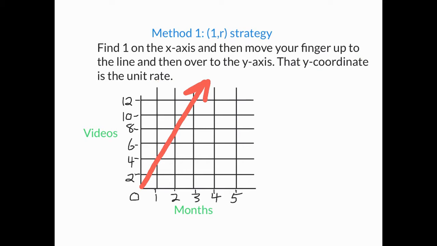So let's do that here. We're going to find 1 on the x-axis. Remember, the horizontal axis is the x-axis, and the vertical axis is the y-axis. So we want to find 1 on the x-axis. So that's this right over here. Then we're going to move our finger up to the line, meaning this red line over here, and then over to the y-axis, and that coordinate is the unit rate.